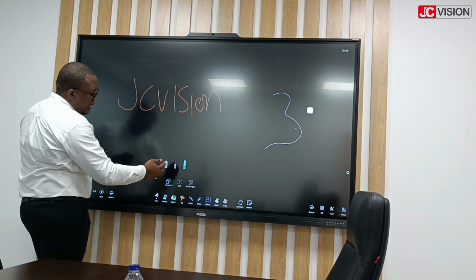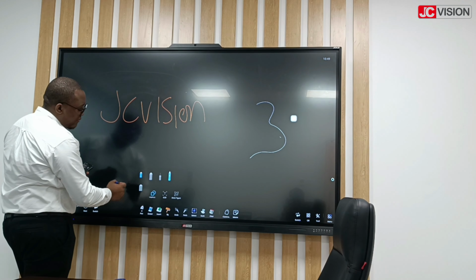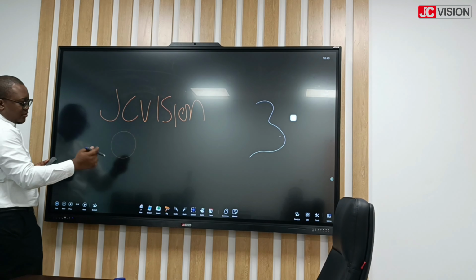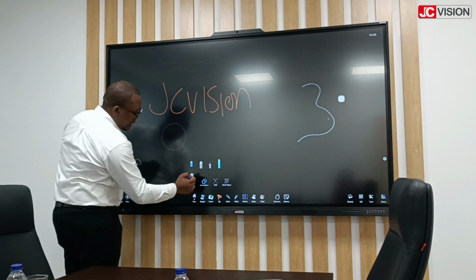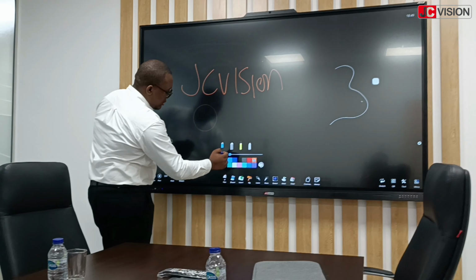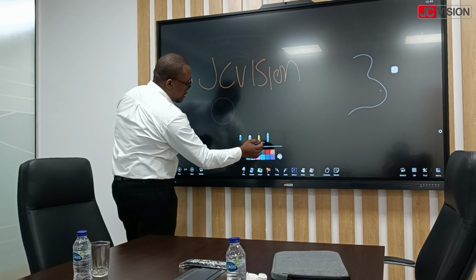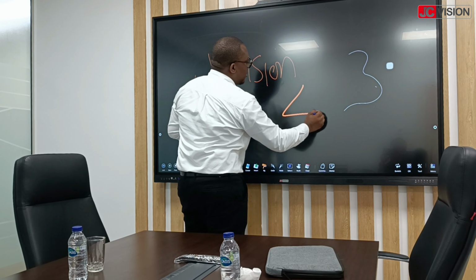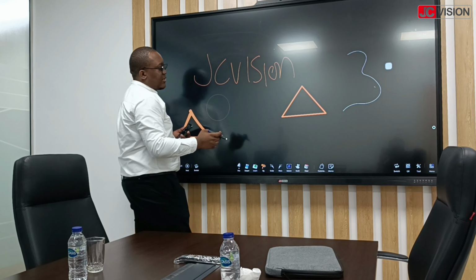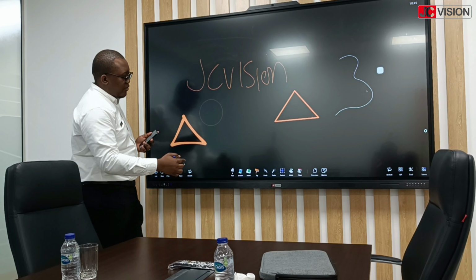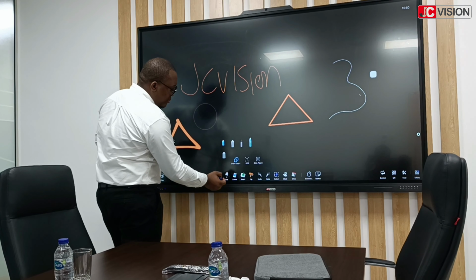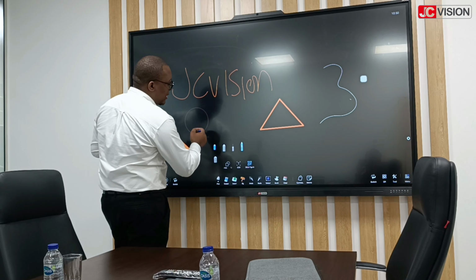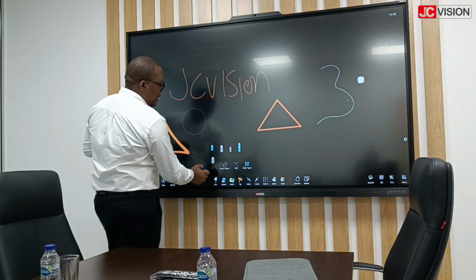You also have an AI pen where you can draw graphics. So if you write circle, it will recognize and draw a circle. Maybe let me make it thicker. Triangle. It will recognize the triangle and then generate it. You can also do stick figures and you can search for this.